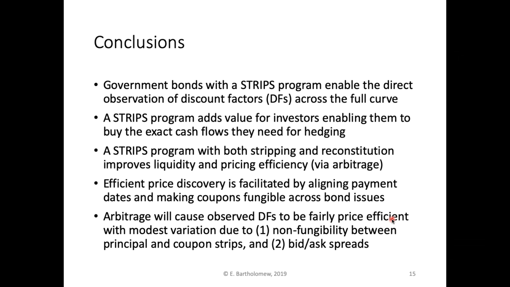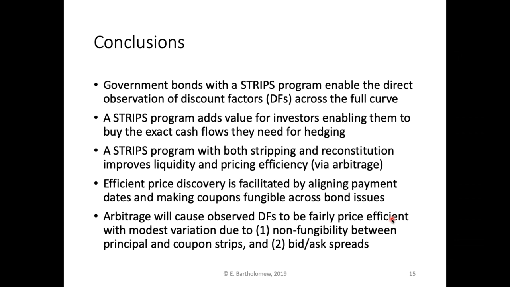A strips program with both stripping and reconstitution, and the reconstitution is important, improves liquidity and pricing efficiency via arbitrage because it keeps the bond pricing aligned with the pricing of the underlying strips or discount factors. And the efficient price discovery is facilitated by making this as liquid as possible, and that's done by aligning the payment dates, so that the coupons from many bonds will be fungible, and that will increase the amounts falling due on a single date.